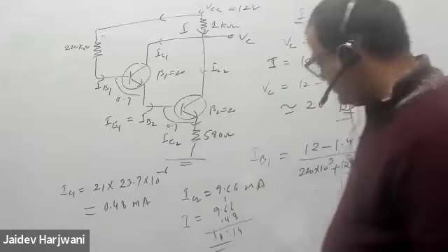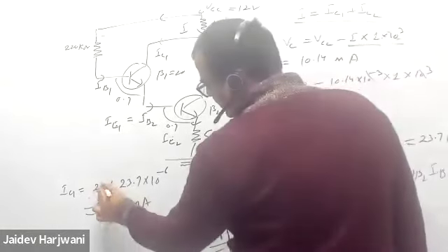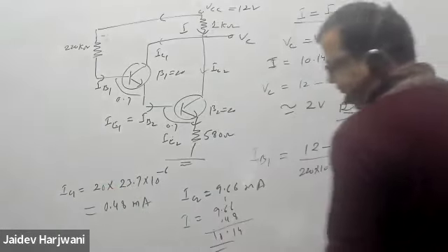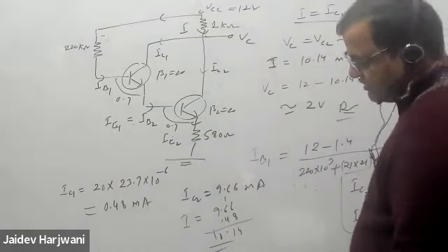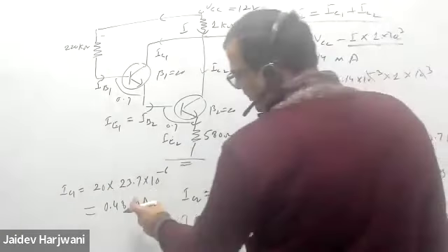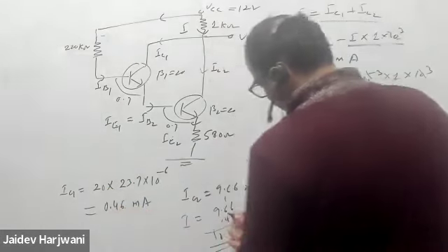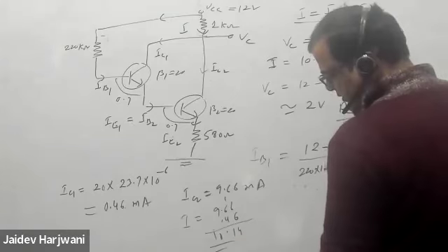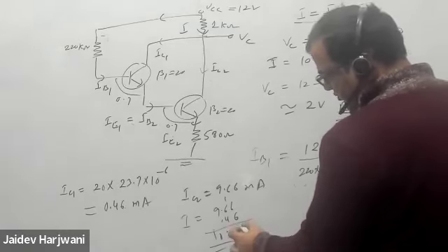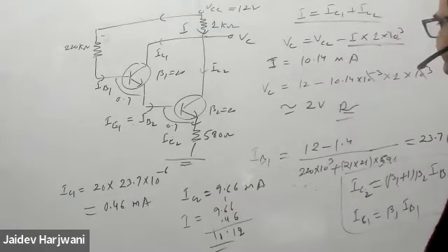So IC1 is how? 21 into 20, into IC1 equal to beta 1 IB1. So 20 into 23.7 into 20. How much will come? Sir, this mistake happened, I had taken 21 earlier. 0.46 milliampere is correct. 46, yes sir, 0.46. I had taken 21, so that was wrong. So it is almost the same, around the same will come.